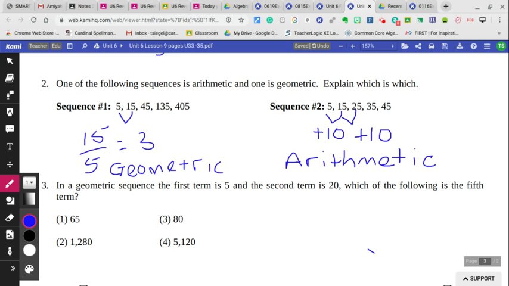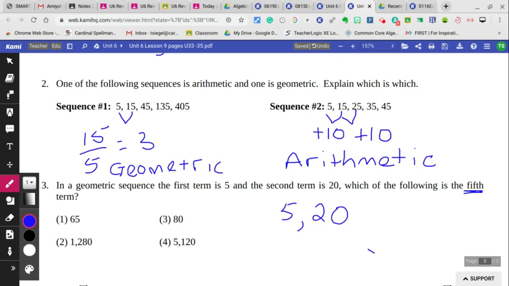All right, finally, we get down here and we have a geometric sequence where the first term is 5, the second term is 20. Okay, and they want to know what the fifth term is.